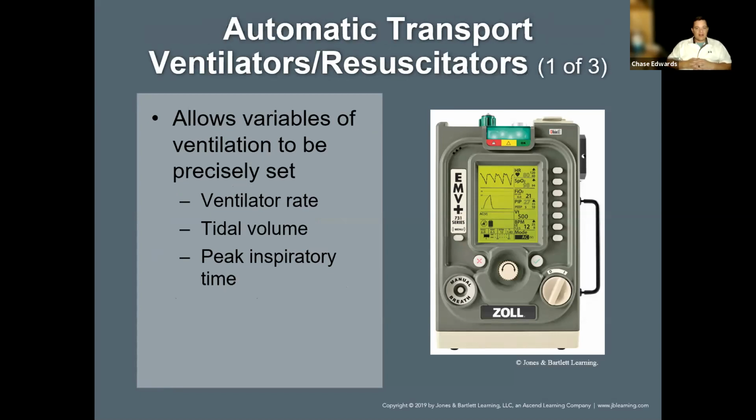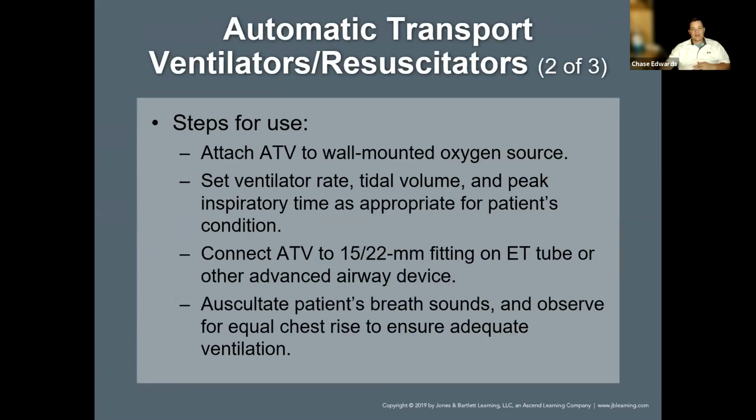So automatic ventilators or resuscitators allow variable ventilation, and it can be precisely set. You can set the ventilator rate, tidal volume, and peak inspiratory time, as well as size and everything else. We're not going to get too far into the use of the ATVs, because you don't see very many of them anymore, or you don't see very many of them on our units.